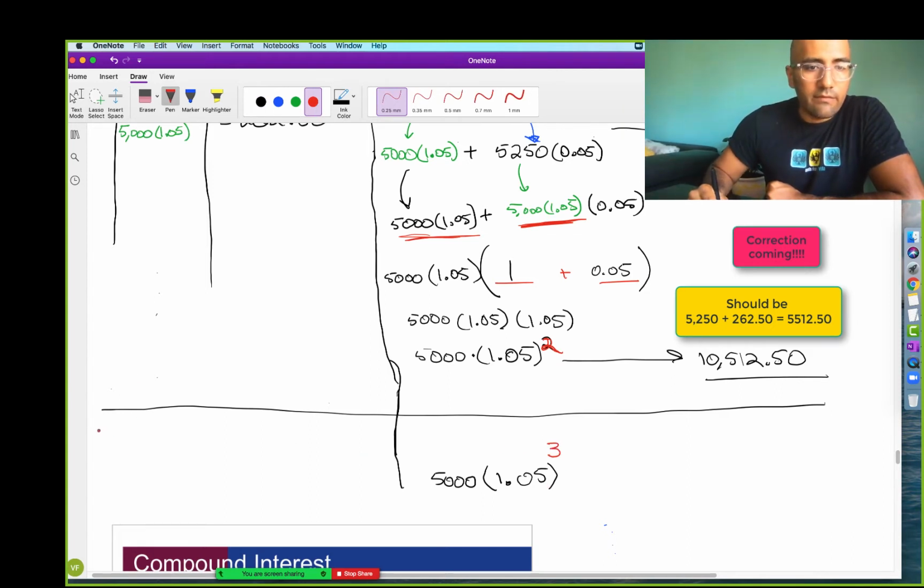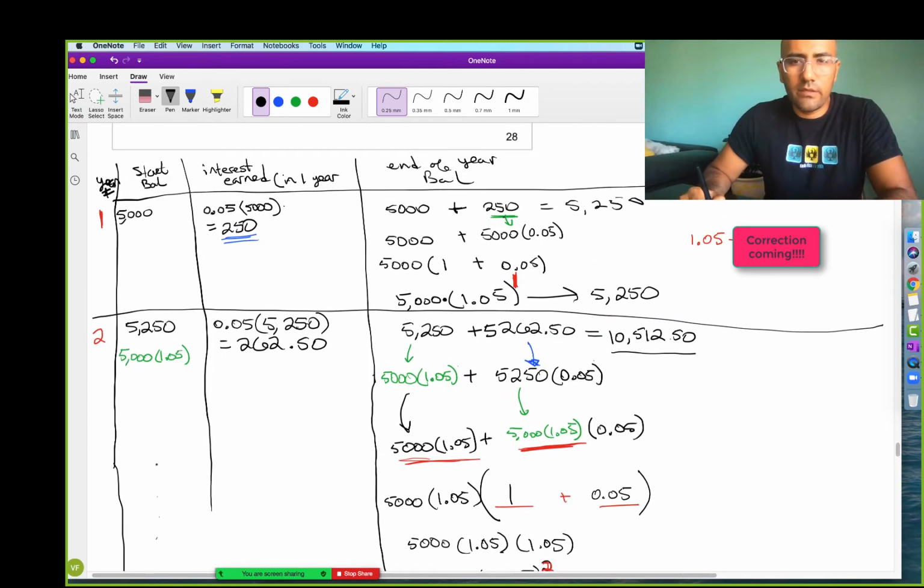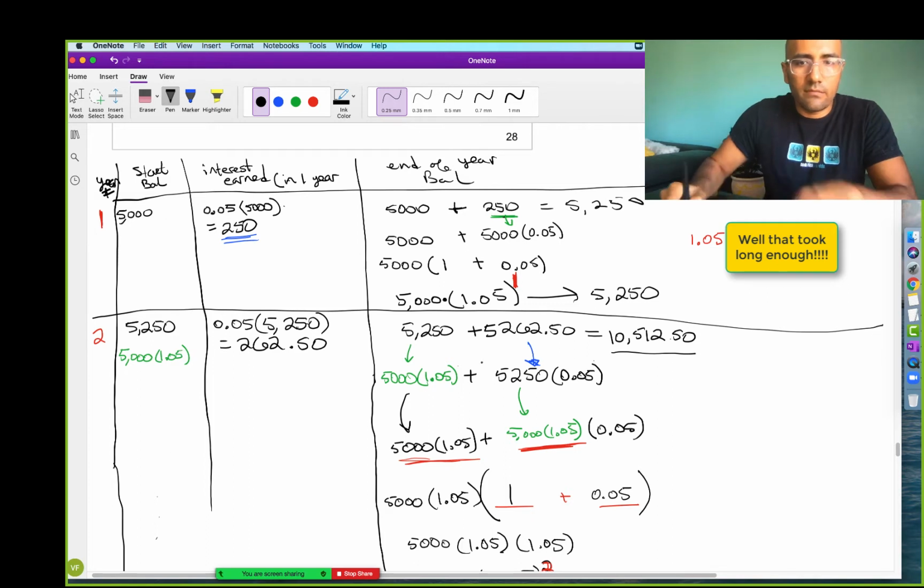Right, at the end of year 3 over here, the initial balance on year 3, I know, is going to be $10,512. Wait, what did I do? Did I do something wrong here? This is wrong. And nobody said anything, man.